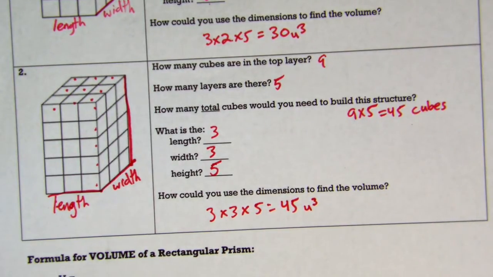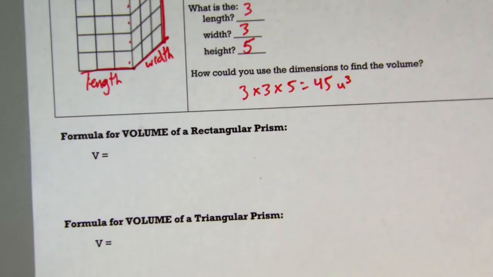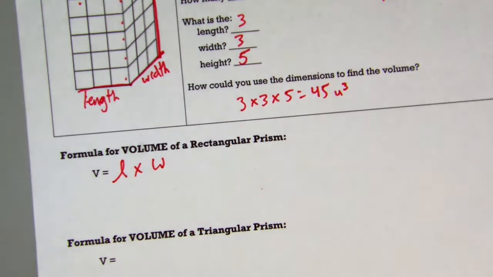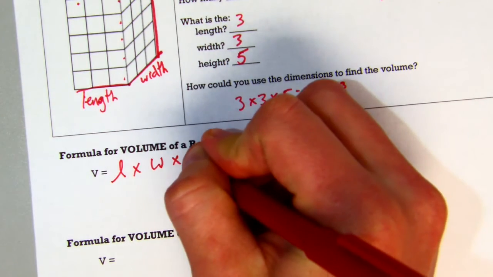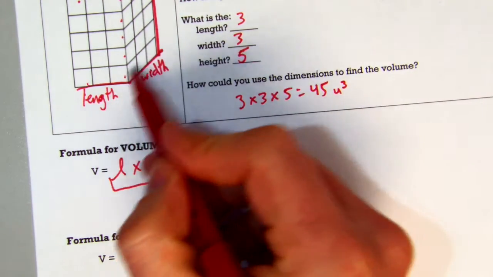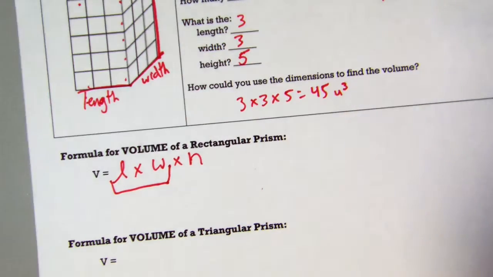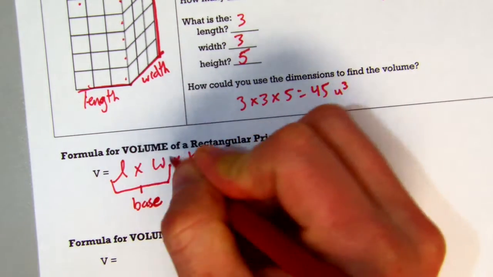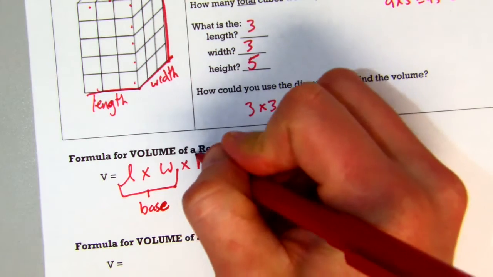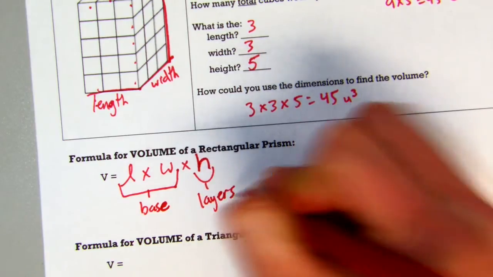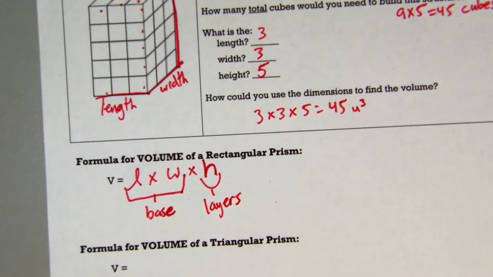Okay. So the volume for our rectangular prism is the length times the width times the height. Now our length and our width make up the base of our shape. You can almost think of it as a bottom floor, the base of something. So that is our base, and we need to start thinking of that in terms of when we use our equations. Our height is going to be how many layers. So that's our height. So length times width times height, or base times height, we can also say.